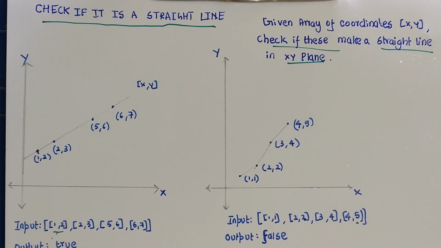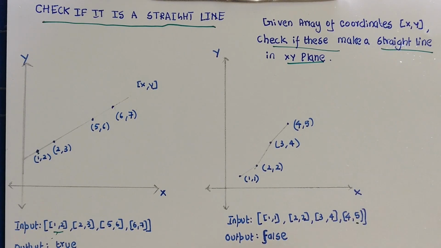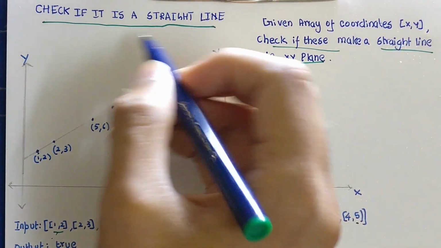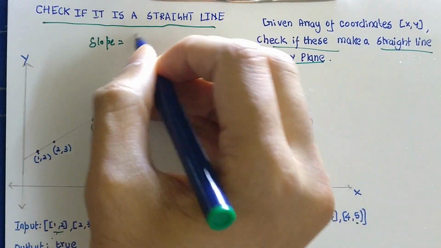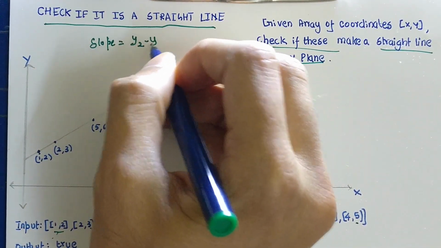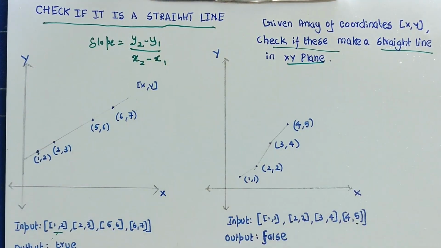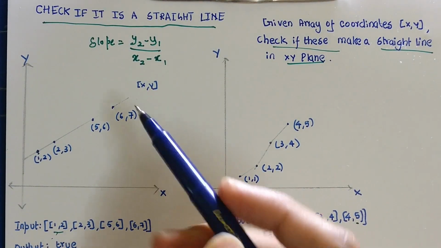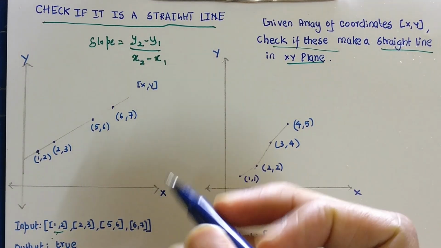So how can we find this? We know the formula for the slope of the line. Slope equals difference in the y coordinates by difference in the x coordinates. So we use this formula to find if all the points lie on the straight line or not.